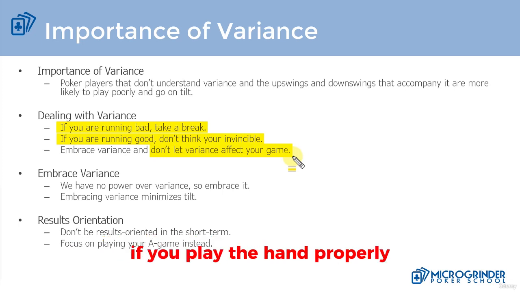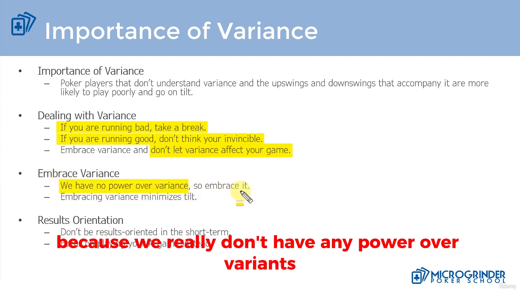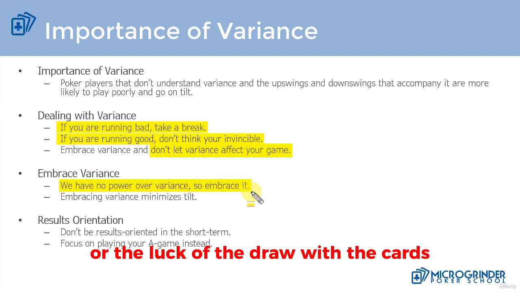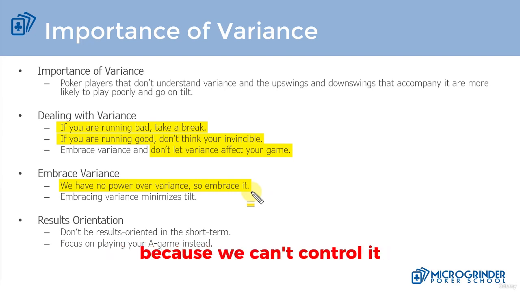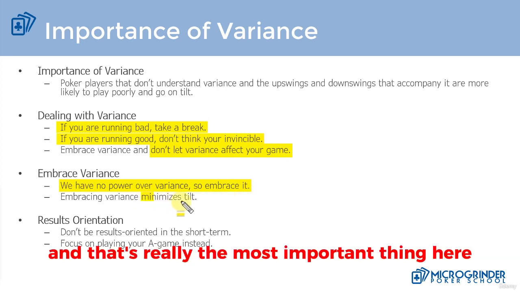If you played a hand properly and you still lost and it was a profitable move, well then so be it. Your opponent got lucky. But in the long run, who's going to win? You're going to win in the long run. So remember, embrace variance, because we really don't have any power over the outcome or the luck of the draw with the cards. We should just embrace it because we can't control it. And by embracing variance, hopefully it's going to minimize our tilt as well. That's really the most important thing here.